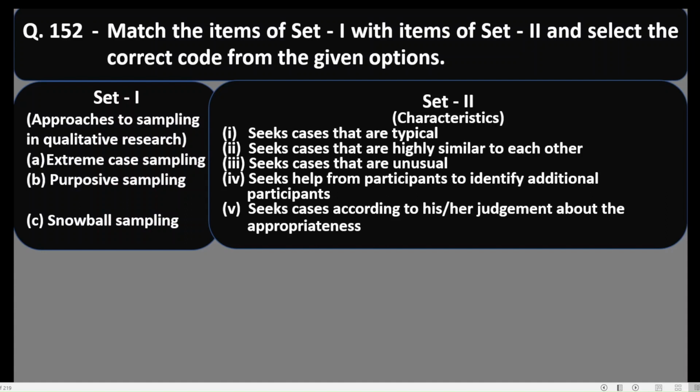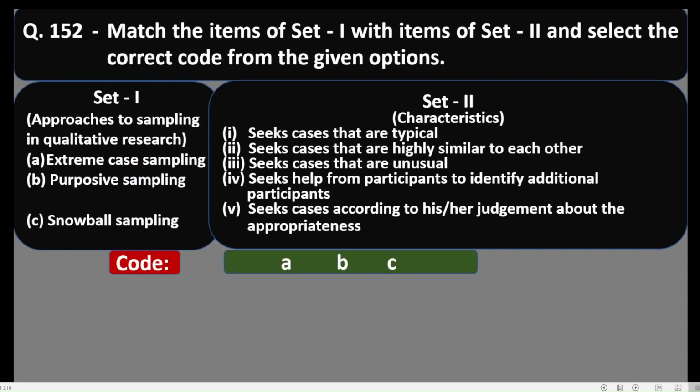In C of set 1 is given snowball sampling, and the characteristic of this sampling method in set 2 is given in number 4, where it is written that help from participants to identify additional participants. In snowball sampling, it happens that once the participants are selected, then they help in selecting additional participants.